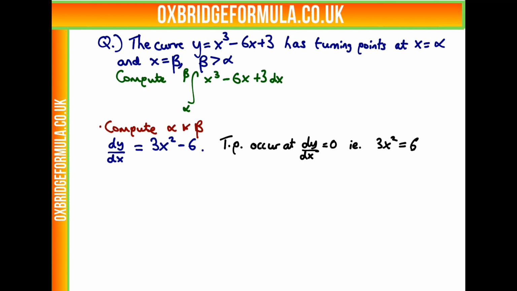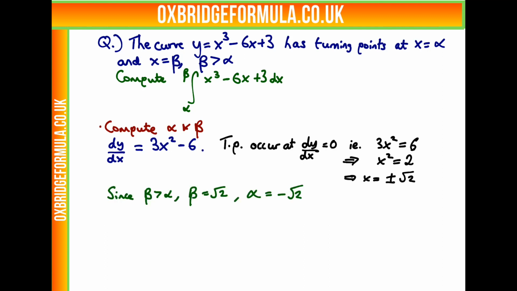This occurs exactly when 3x squared is equal to 6, or equivalently, x squared is equal to 2, and square rooting this gives us x equals plus or minus root 2. Now, these give us beta and alpha. Which one's beta and which one's alpha? Well, because beta is bigger than alpha, we choose beta to be root 2, and we choose alpha to be minus root 2. Okay, so now we've got our limits.